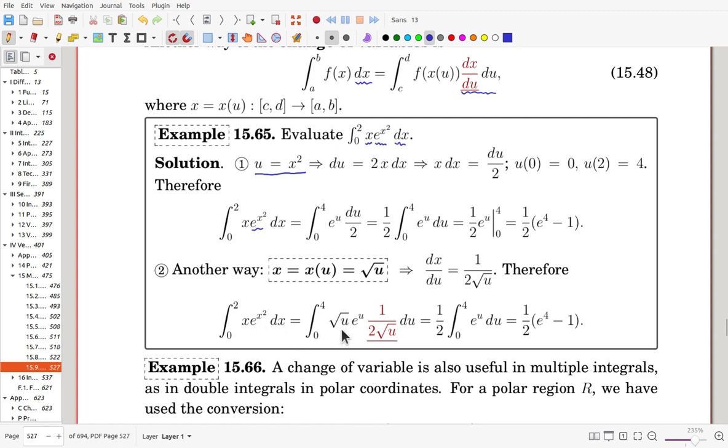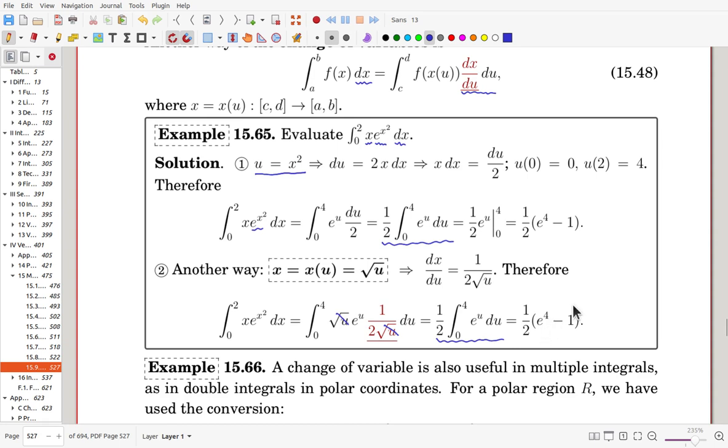x is the square root of u, and x squared is u. And dx is the same as 1 over 2 square root of u times du. The half came out as a coefficient, and the square root of u cancelled, so that we arrive at this one. But this one is exactly the same as that one. So we can get the same answer.